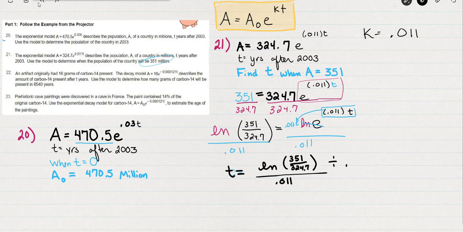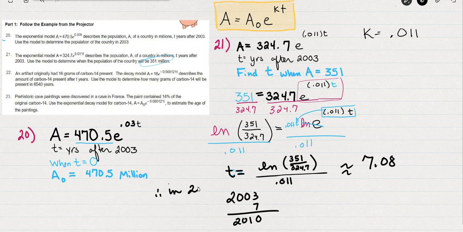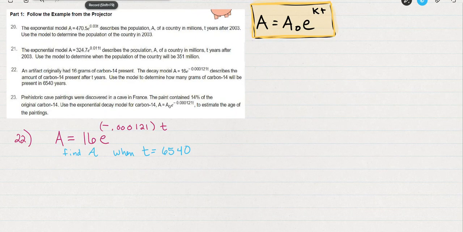And when I did that on my calculator, I got an approximation of 7.08. So we could say that that's approximately 7 years. 7 years after 2003 is going to put us in the year 2010. So I could say, therefore, the population reaches this amount in approximately the year 2010.